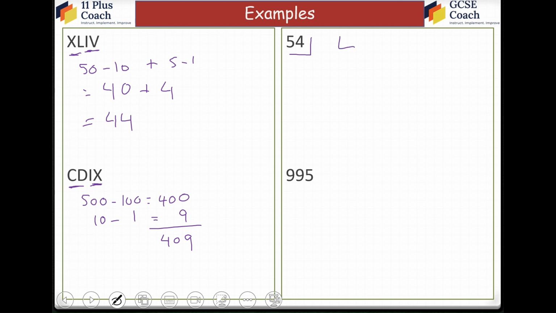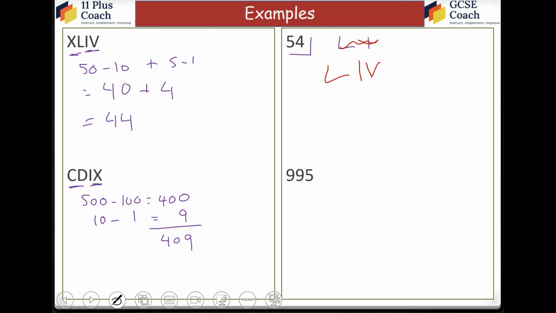And the number 4 is 1 less than 5, so that will be IV. Remember, you can take 1 away from 5 to make the letter. LIV will be the one. So L is 50, IV will be 4, 50 plus 4 will be 54.